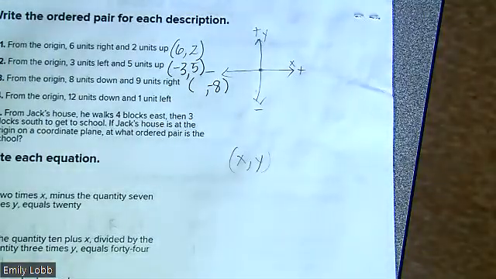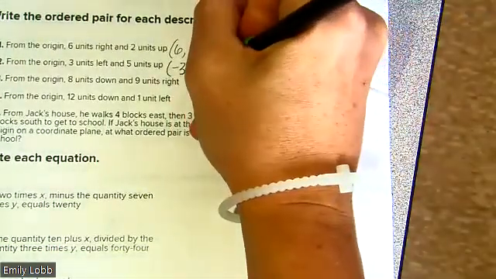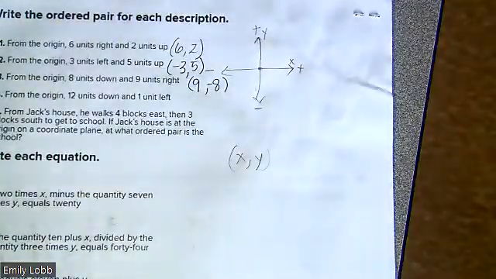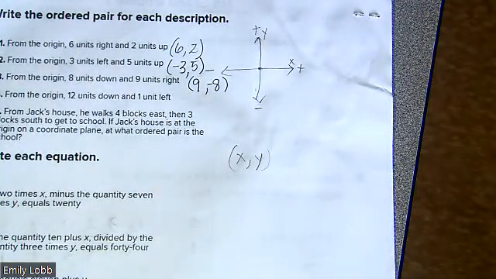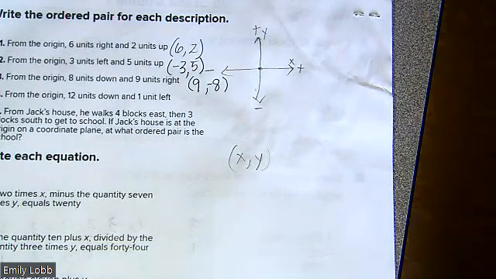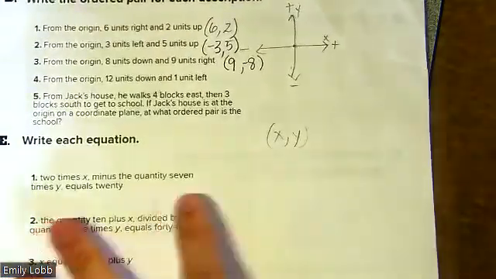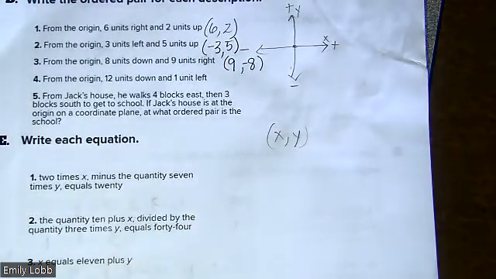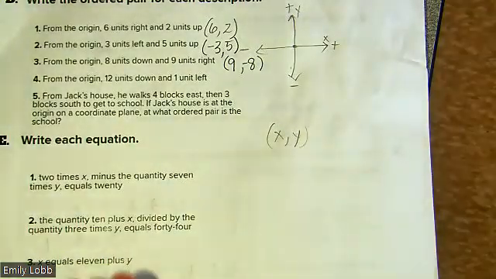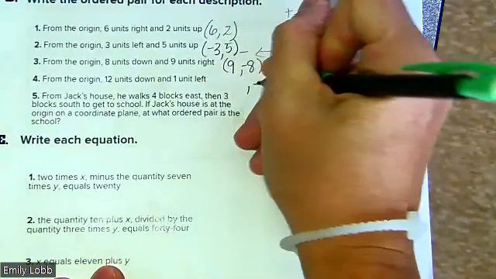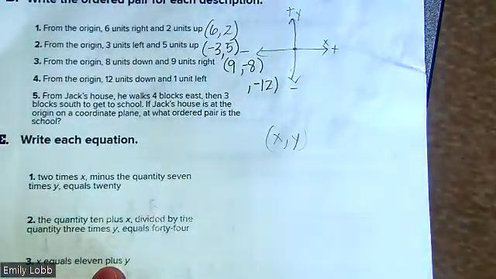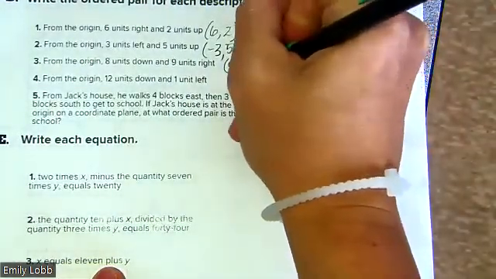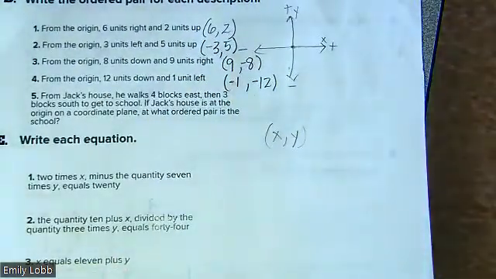And then 9 units right. Positive 9 for x. Wouldn't that just be 9? Yes. You can write positive 9 just as 9, or you can write +9. Either way would be okay. Go ahead. 12 units down. So again, this is negative what in our y spot? And 1 unit left. -1. So -1, -12.